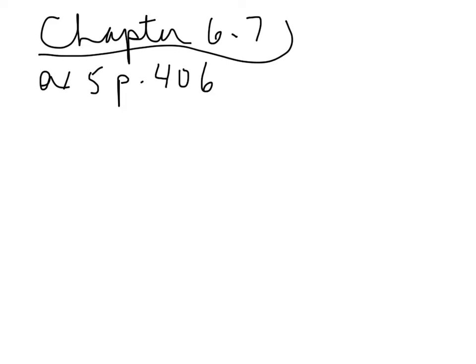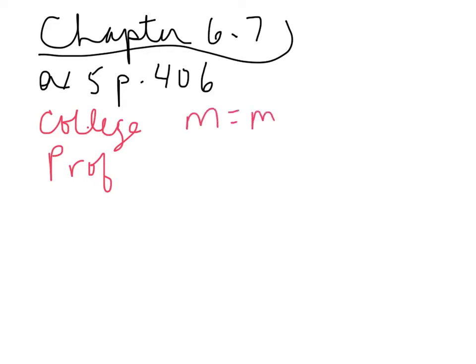Okay, and we're looking at example 5 on page 406, and it's kind of a long word problem, so try not to freak. We're just going to pull out the math. It says a hat store tracks the sale of college and professional teams. So we have a college and a professional team, and so we have two teams. And M is for months. M is equal to months.